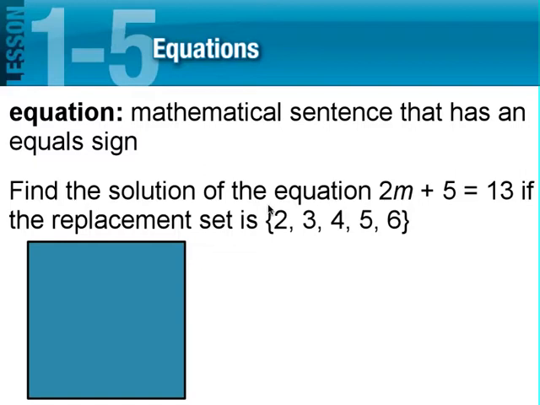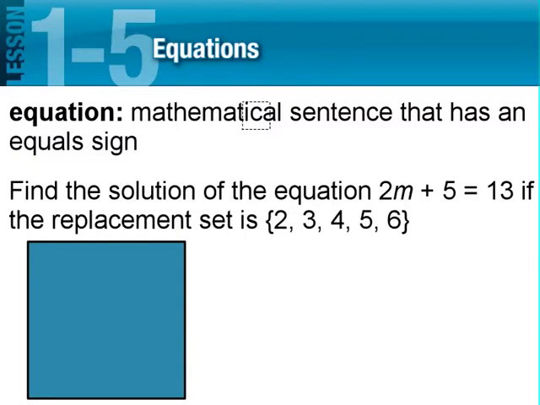It says, find the solution of the equation 2m plus 5 equals 13 if the replacement set is. Now when you look at this, kind of confusing, right? I mean, it looks really confusing. Because you're like, replacement set, what is this? And I'm going to tell you right now that this is actually a really easy problem. In fact, it's 5 really easy problems. Okay? So let's go ahead and look at this.